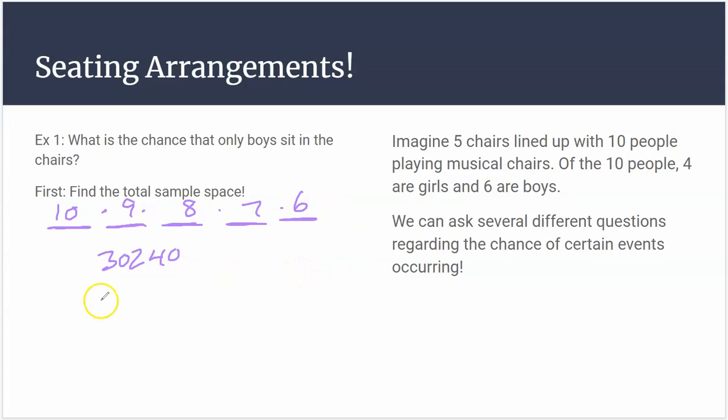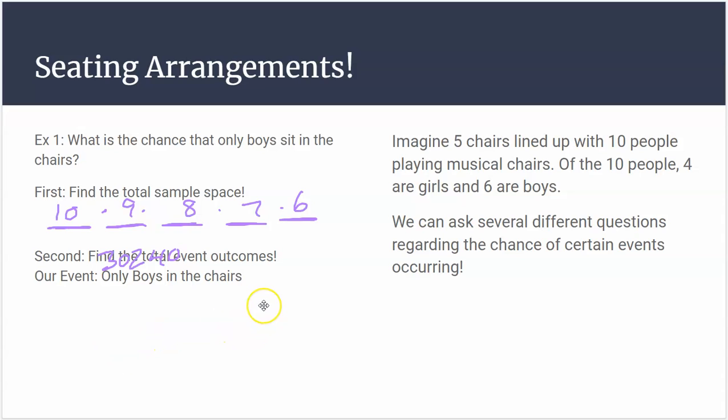Next, we need to find the total event outcomes. Okay. So our event is boys in the chairs. Let me move my answer here up a little bit so you can actually still see it. There we go. So we need to find out the chance that only boys sit in the chairs.